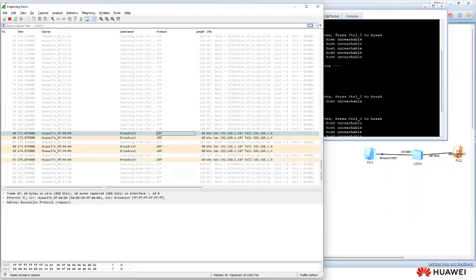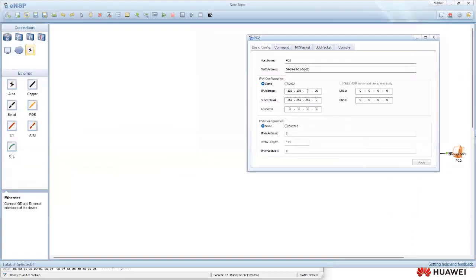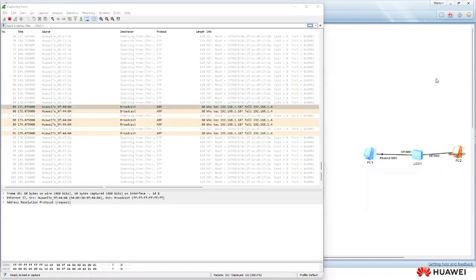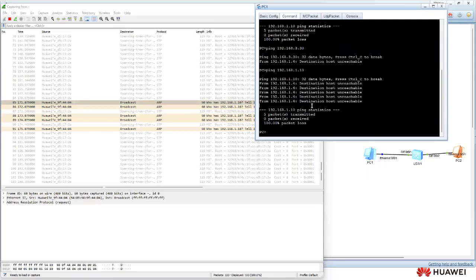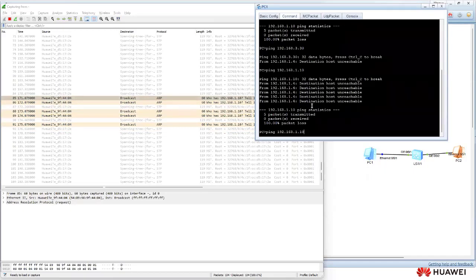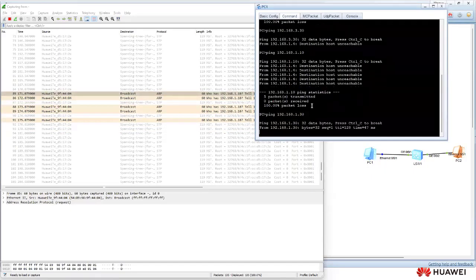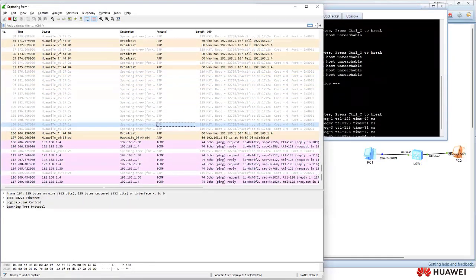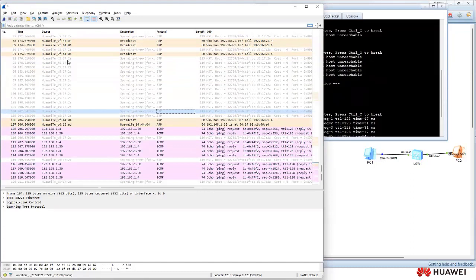Now let us change this to a network that PC1 can reach. .1.30, apply. And then we actually go to PC1 and now ping that one. 30. Enter. You see? Reply. Anyone see that? Let me pause this and explain this.